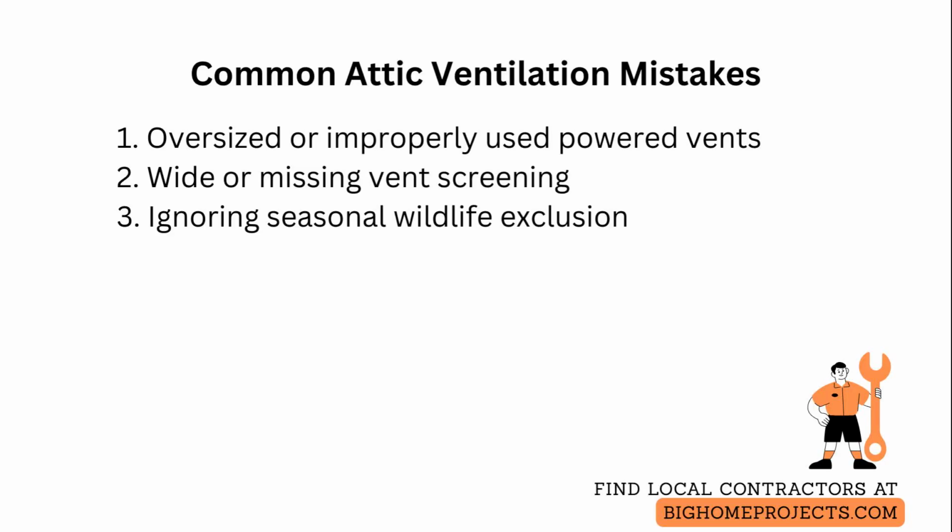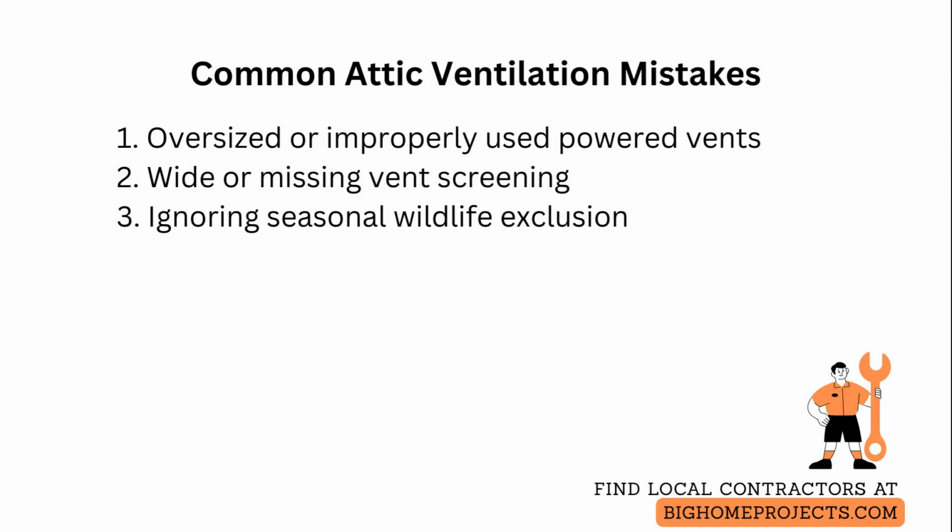Three common mistakes are relying only on powered vents that are not sized to the attic, and that can create negative pressure drawing pests and conditioned air into the cavity instead of delivering uniform flow. The fix is to use passive continuous intake and exhaust first, and only add mechanical ventilation when needed with proper sizing and controls. A second mistake is using wide mesh or no screening on intake or gable vents, which permits birds, bats, and rodents to enter.